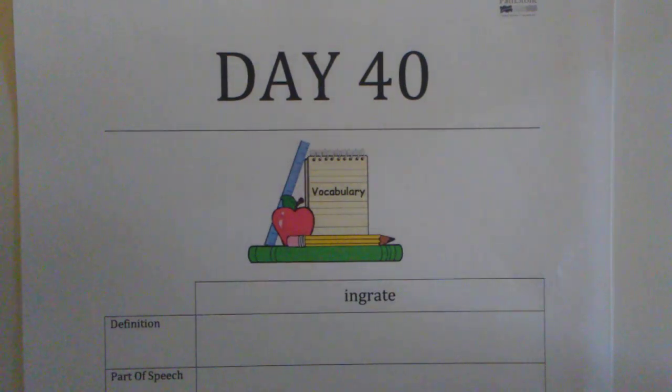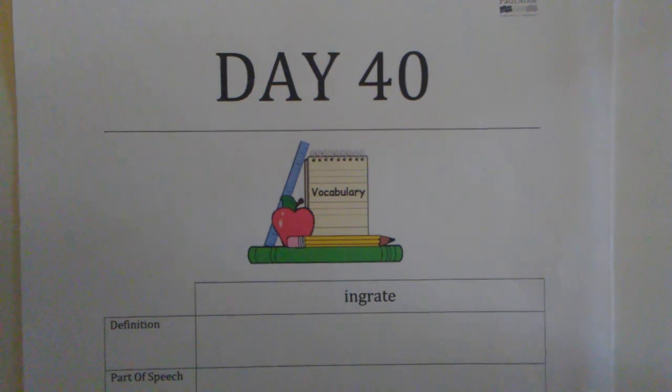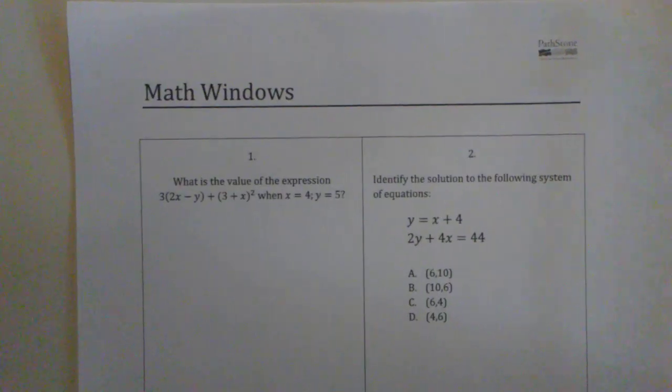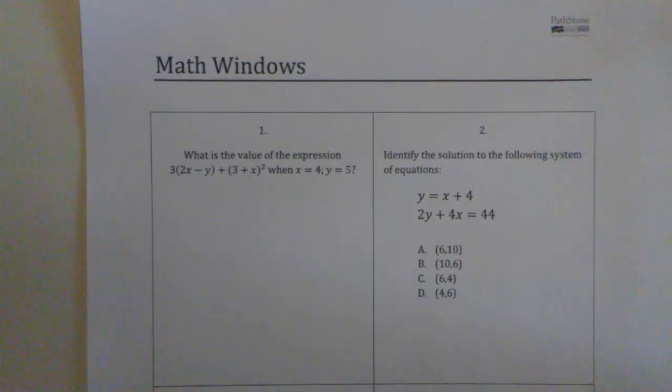Okay, here we are on day 40. In the math lesson, we're going to be looking at triangles. In 39, we were looking at quadrilaterals, four-sided figures. And of course, you know triangles are three-sided figures, but before we do that, we're going to go to our math windows first and take a look at those. So that's on what? Page 6 of 14. Okay. 6 of 14 math windows.